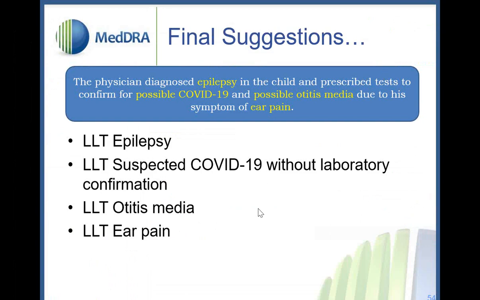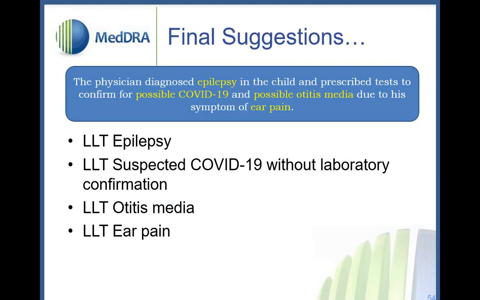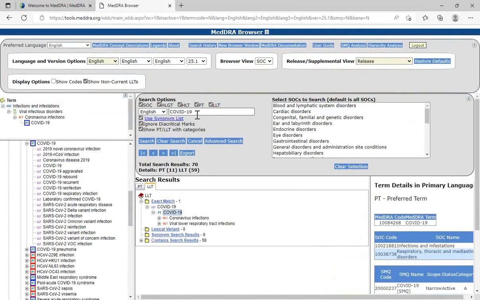Great. We've had two people write in about the LLT, now a third one, LLT otitis media, possible otitis media, about why that's not been selected. Possible otitis media. So let's go back to the browser and search otitis. Possible otitis media is a provisional diagnosis, right? And we address provisional diagnoses based on the points to consider term selection document. We code that particular thing.